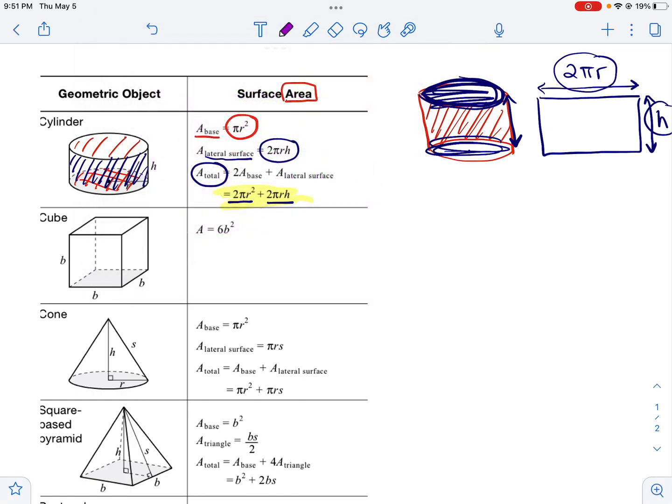Okay, let's try the cube. The cube's easy because it has 6 sides and they're all the same dimensions. The dimensions of each side are b times b, which would be b squared. And since there's 6 sides, the formula is just 6 times b squared.